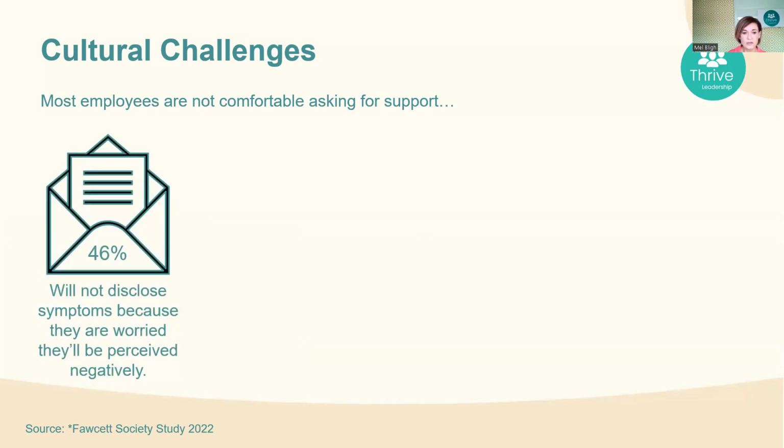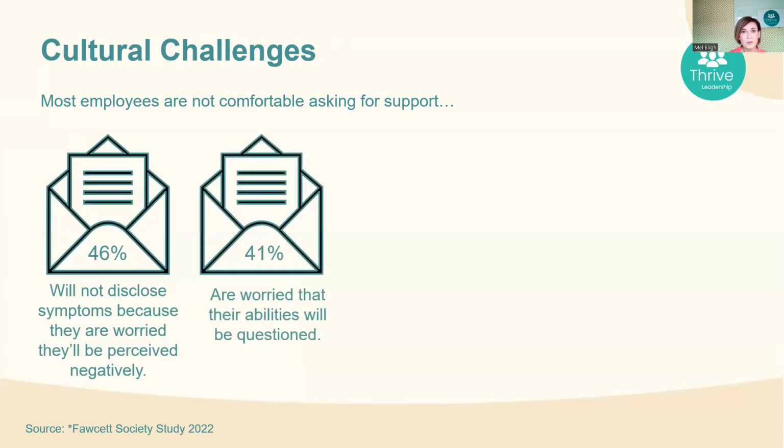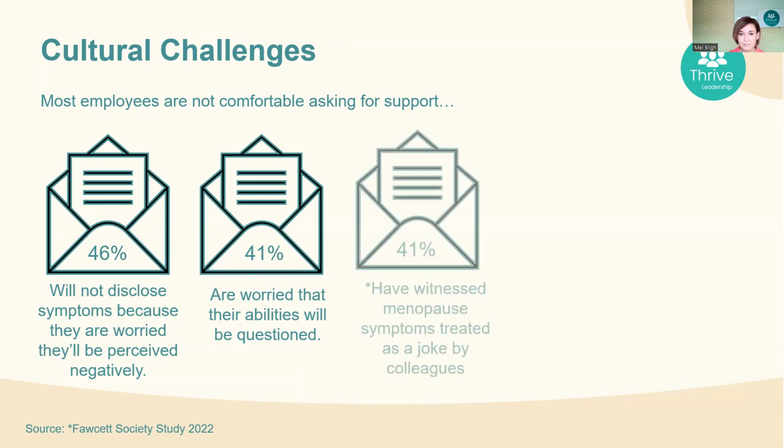46% of colleagues will not disclose symptoms because they worry how they'll be perceived by their colleagues, their managers. And I guess that links to the fact that people worry, 41%, that their abilities will be questioned. And alarmingly, 41% have witnessed menopause being treated as a joke by colleagues. So that does the opposite of creating psychological safety. It makes somebody feel like the butt of a joke. And during this time, we are impacted in terms of how we feel, our identity, our self-belief. So that will really help somebody feel more insecure and less supported.